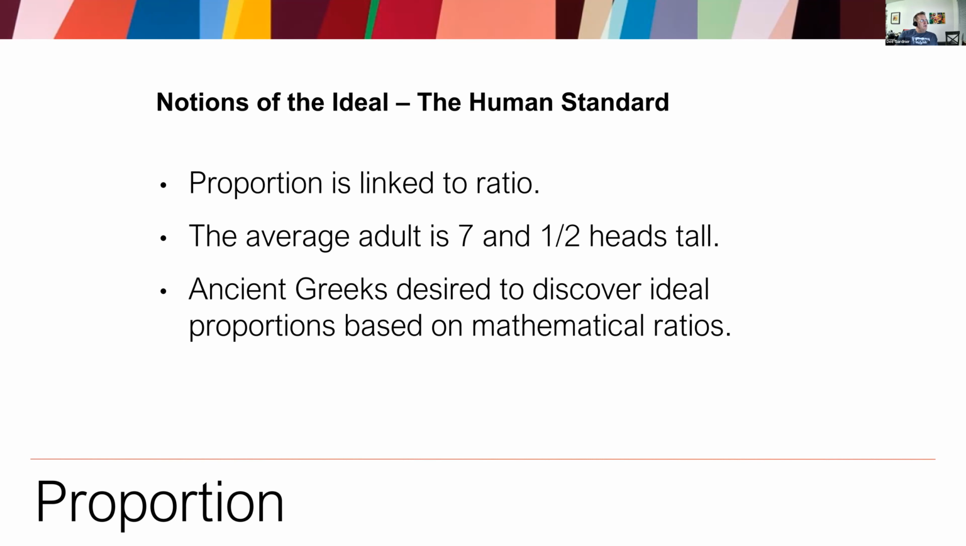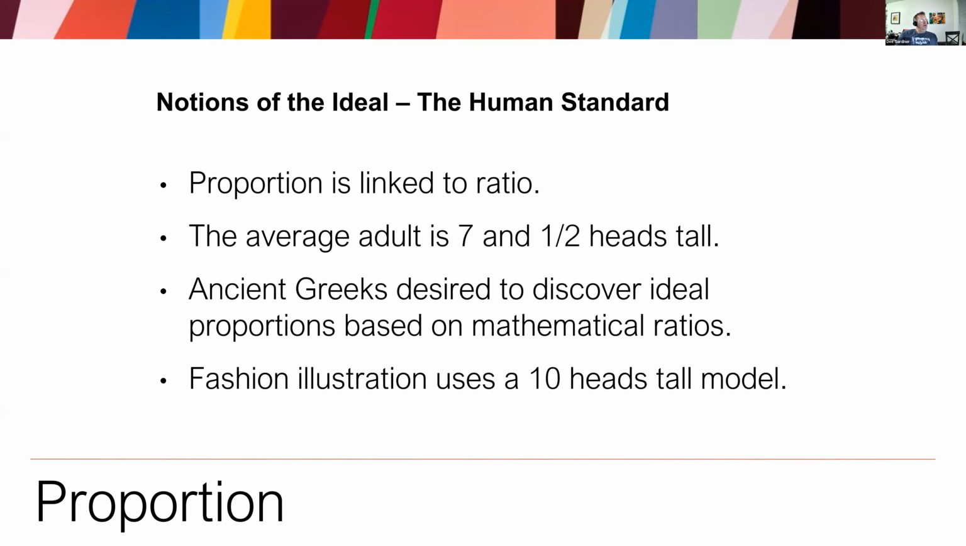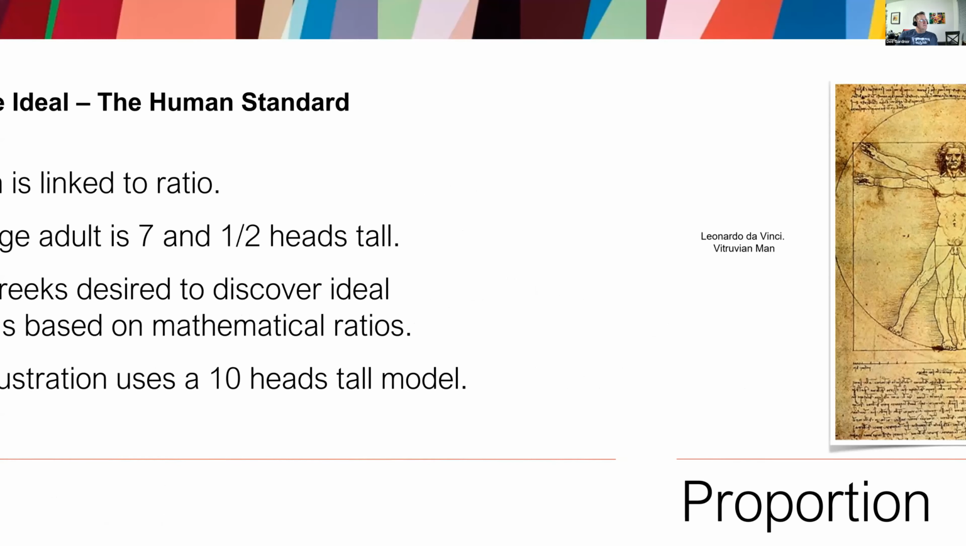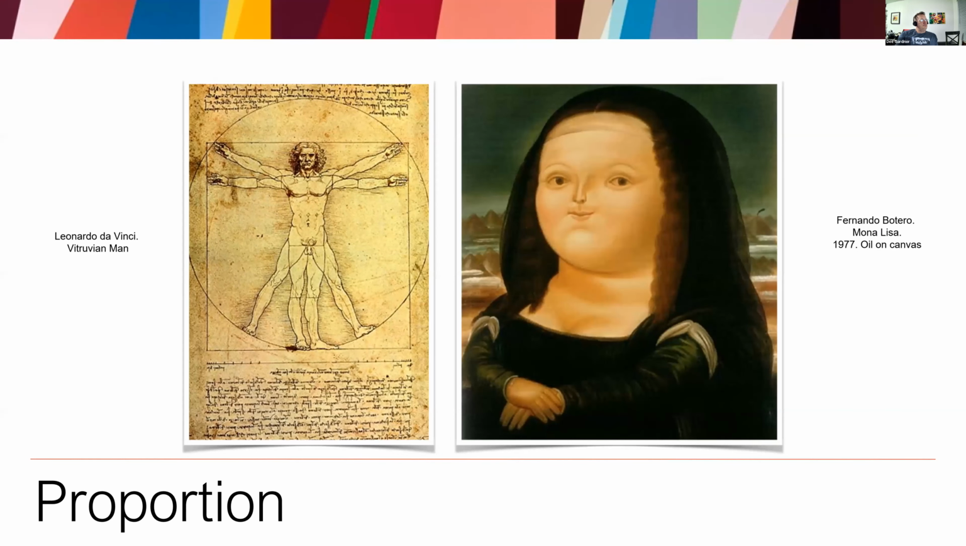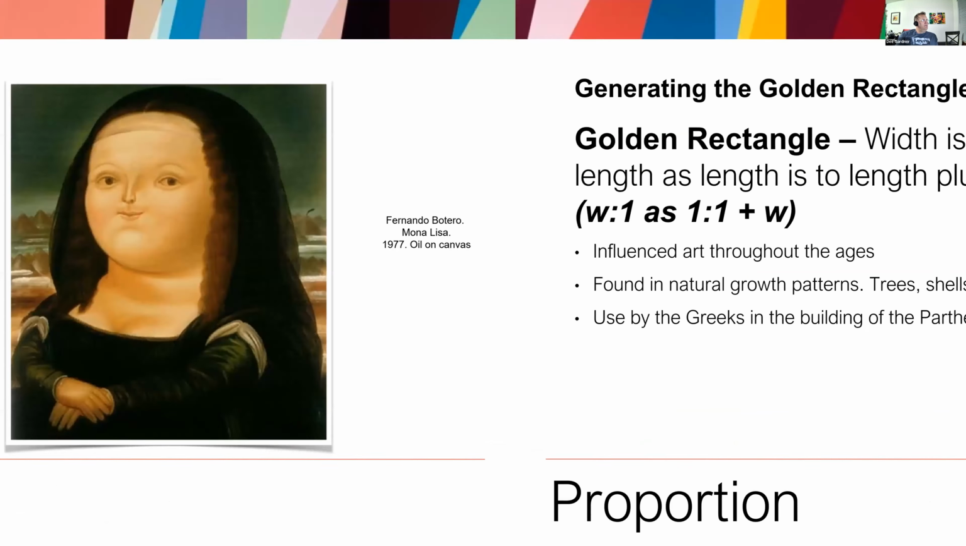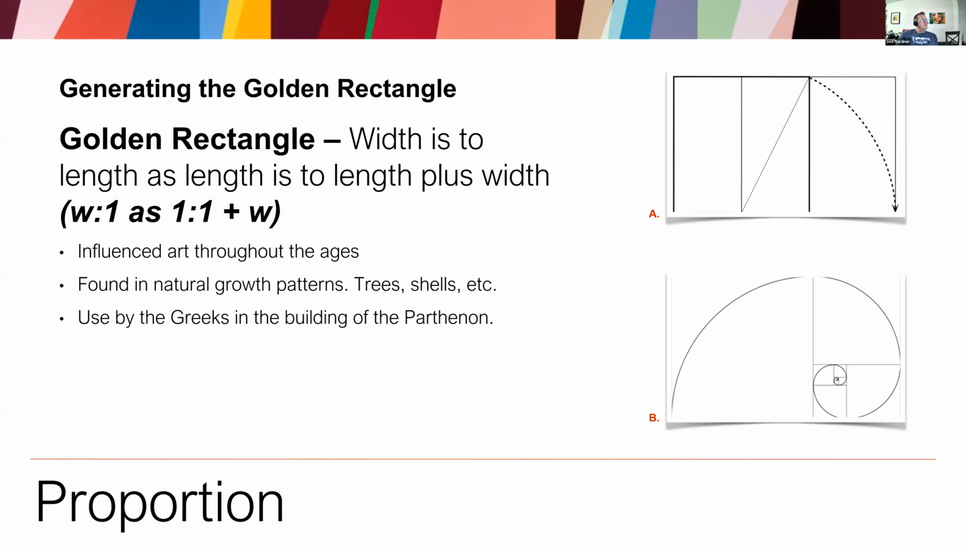The Greeks were looking for this ratio. So here's ones where we're looking at proportion. There's Leonardo da Vinci with his man in the circle. And then there's this golden rectangle, the golden ratio that they call it. And you can see over here in figure B.